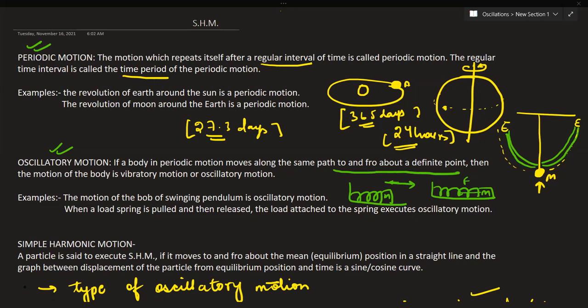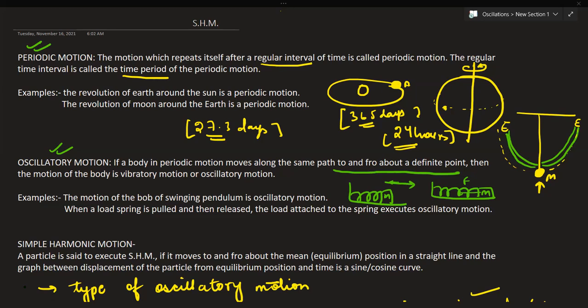So in simple harmonic motion, the oscillatory motion of the particle is in a straight line such that its displacement from the equilibrium position, or mean position, varies sinusoidally or cosinusoidally. That is, it can be a sine curve or a cosine curve. So this is the simplest type of periodic motion, or you can simply say harmonic motion, or in simple terms, it is known as simple harmonic motion.